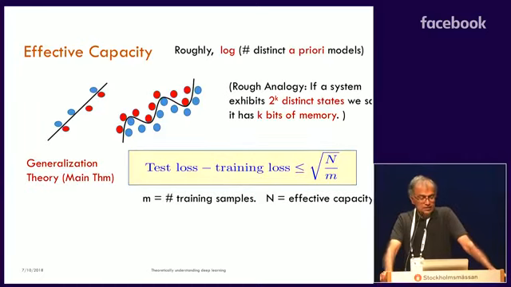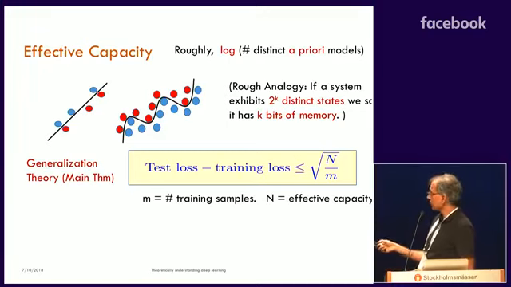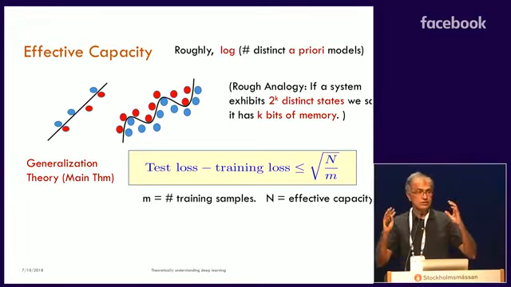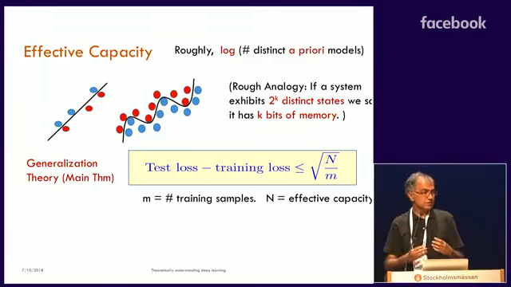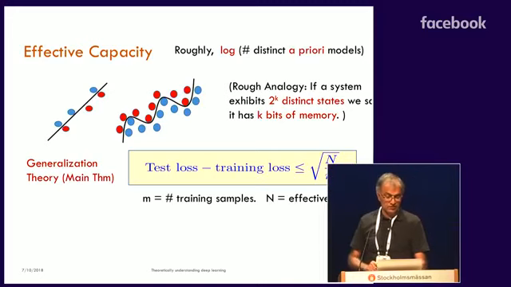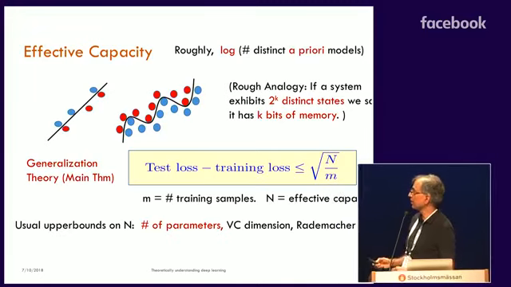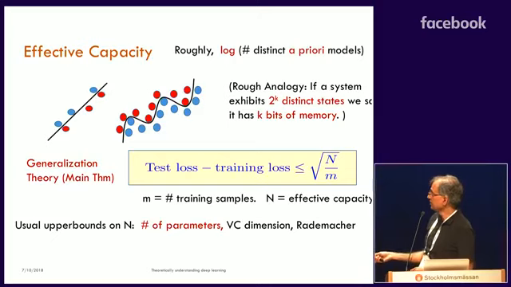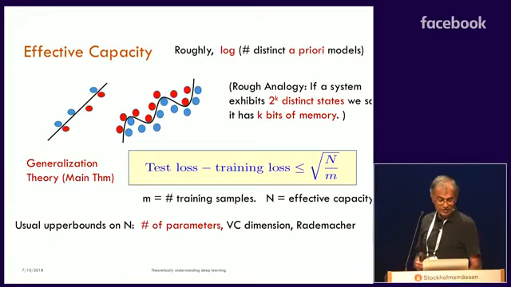And the generalization theory, the main theorem, has this form: test loss minus training loss, which are both normalized to 1 in this case, the difference is at most the square root of the effective capacity divided by the number of training samples. Okay, that's sort of the goal of generalization theory. All the theorems of generalization theory have this kind of form for different notions of effective capacity. So there are usual upper bounds on it, such as number of parameters, VC dimension, Rademacher complexity, etc. So that's classical generalization theory.